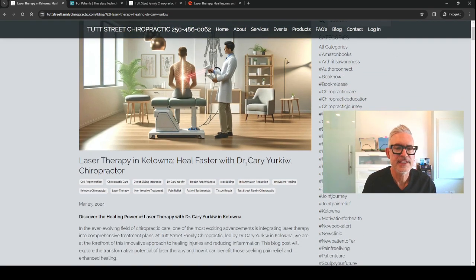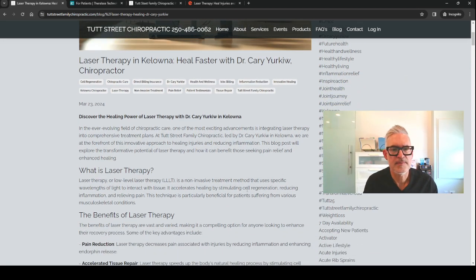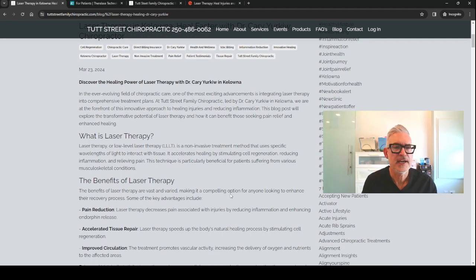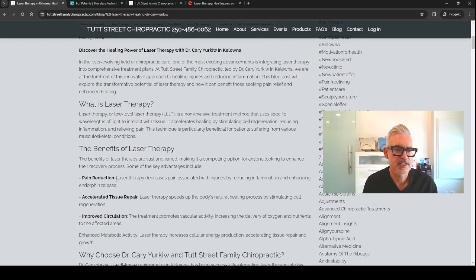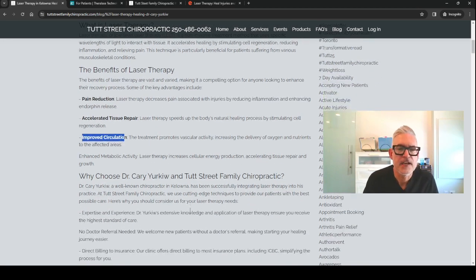So a laser is a concentrated light that goes into the body to heal the tissues. In this blog article, I wrote about how laser helps with pain reduction, accelerated tissue repair, and improved circulation. Those are some of the major benefits of laser. But I also talk about how the laser works and some of the conditions that we use it for.